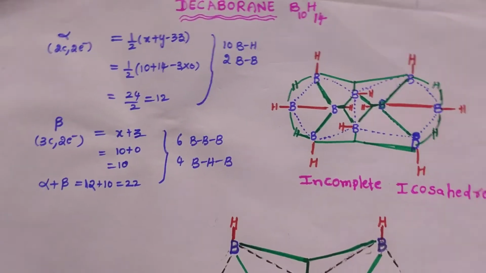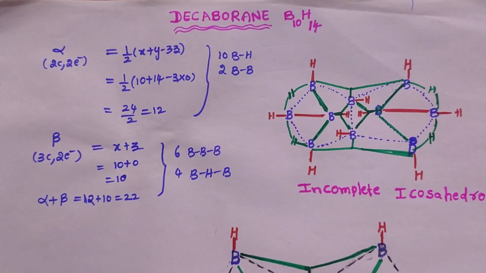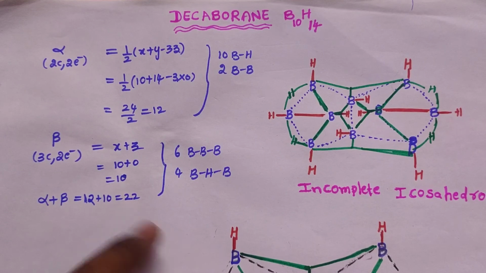Now we go for the structure of the decaboron. Decaboron formula is B10H14. So the number of the alpha bonds, that means 2 center 2 electron bonds, becomes half of 10 plus 14, that means 24 by 2, that means 12. And the number of the beta bonds is here 10. So the total number of bonds in decaboron is 10 plus 12, that means 22.